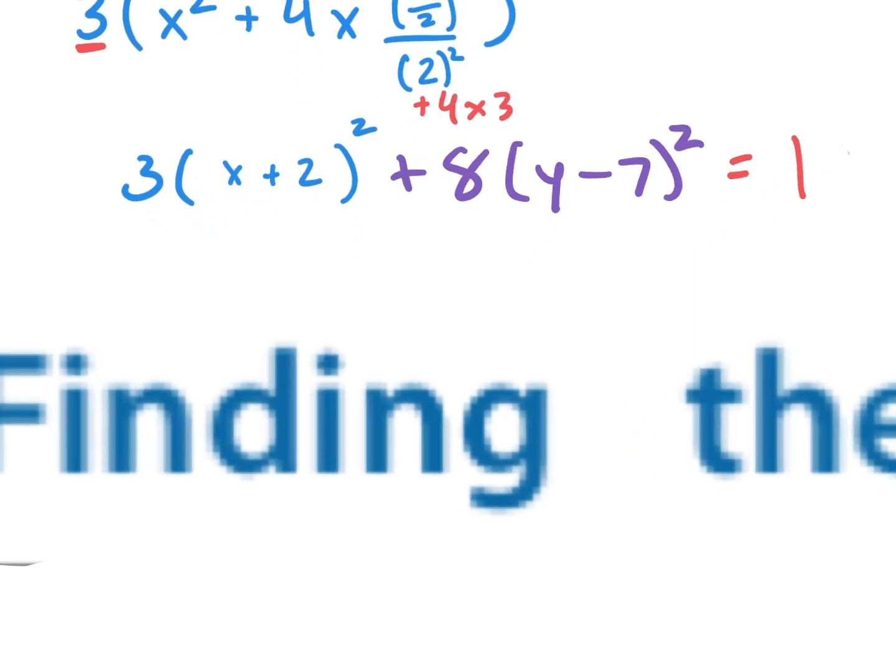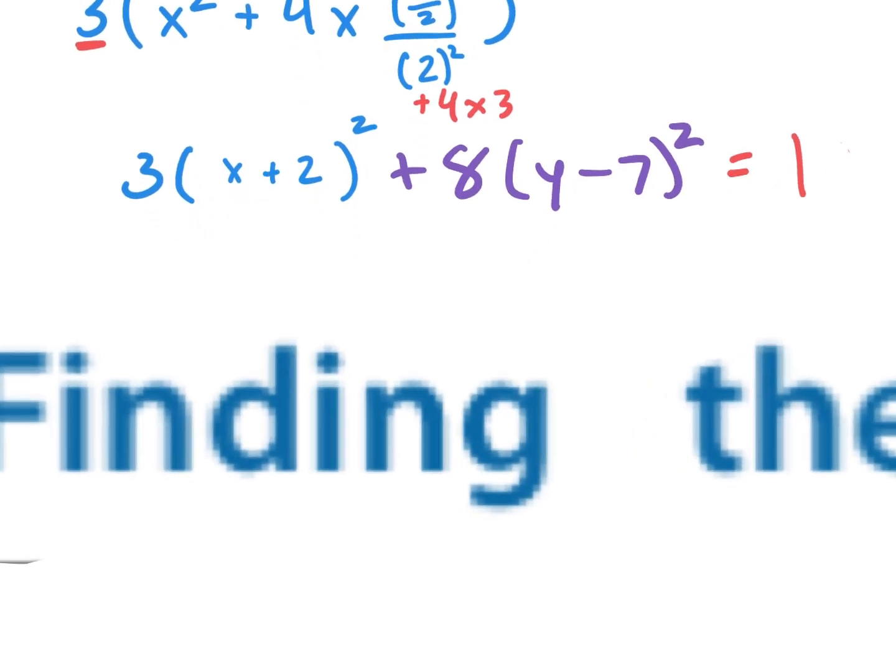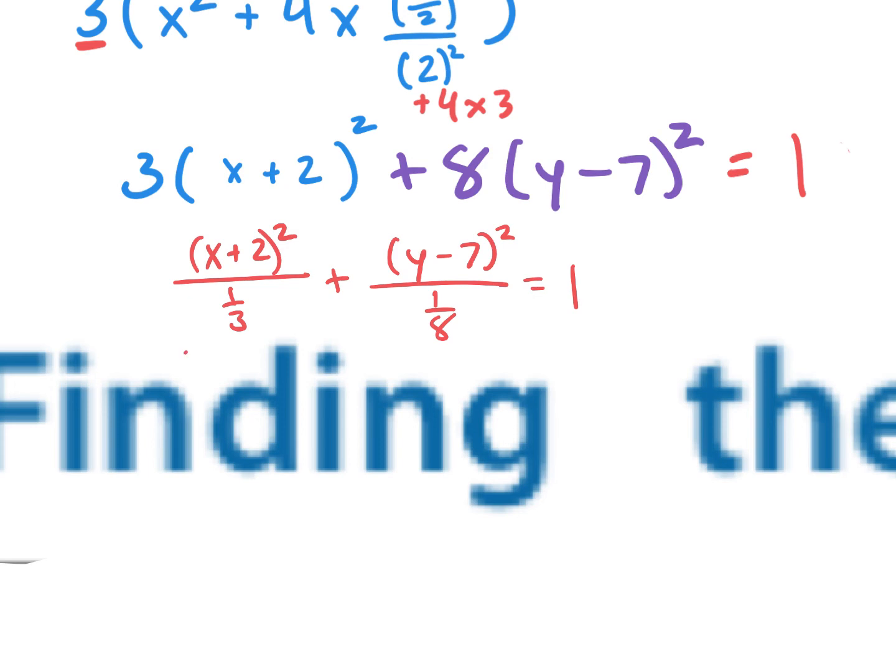So you can make them a fraction just so we can see what our a squared and b squared are in our denominator. So to rewrite this, it would be x plus 2 squared over 1 over 3 plus y minus 7 squared over 1 over 8 equals 1. So that way this is our a squared, and this one's our b squared.